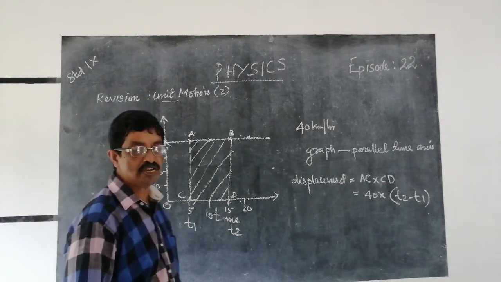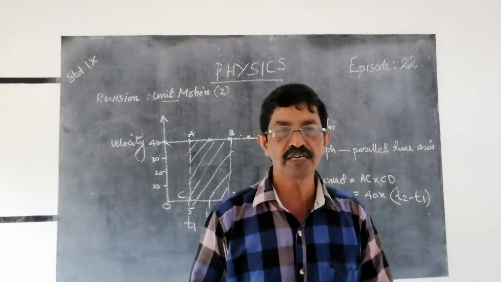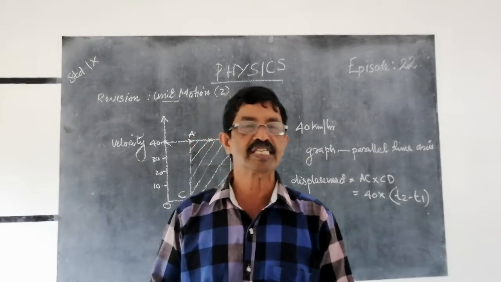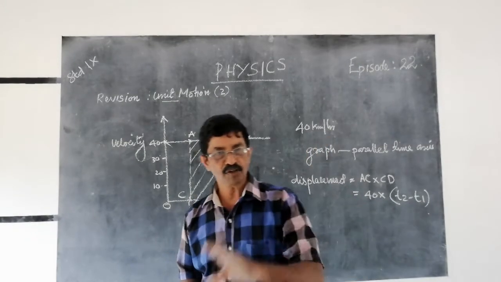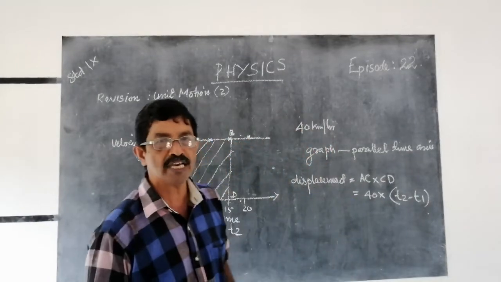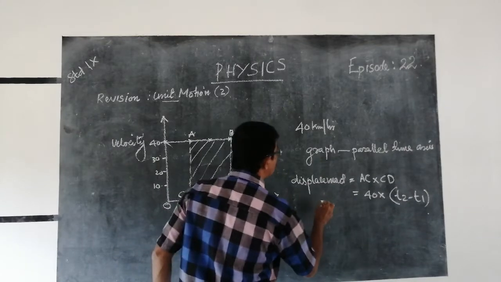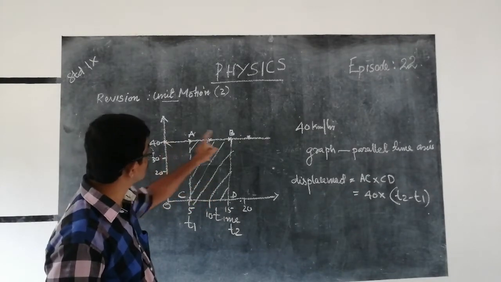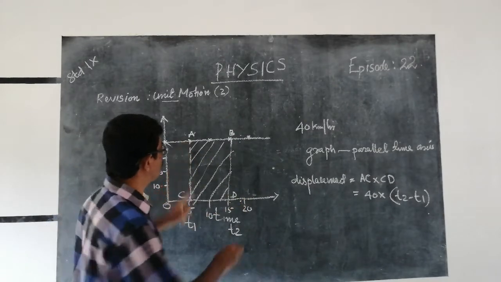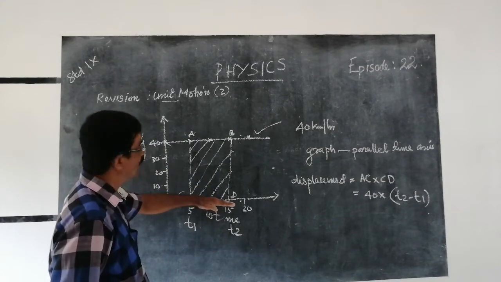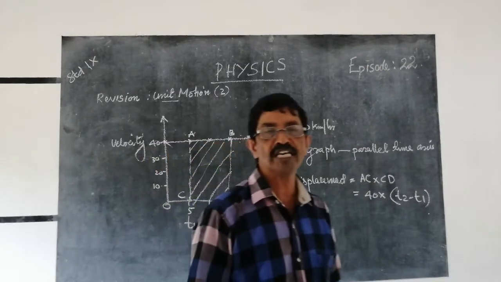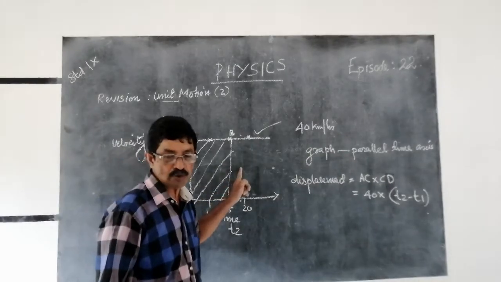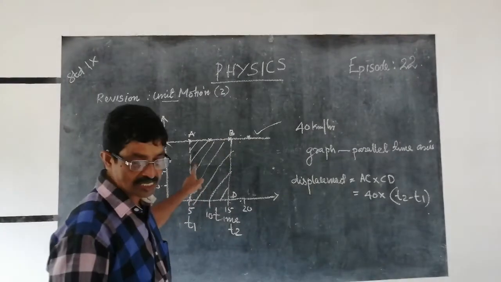So, what is the importance of the velocity-time graph? The velocity-time graph gives displacement. The area under the velocity-time graph and the time axis gives displacement. So the importance is that we can find the displacement from the area coming under the velocity-time graph and the time axis. The velocity-time graph is this one, the time axis is this one, and the area in between gives displacement. That is the importance of the velocity-time graph.